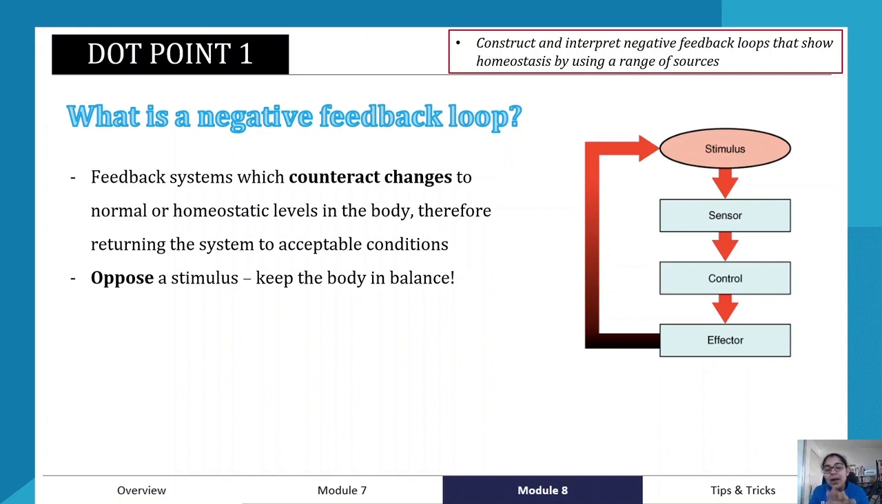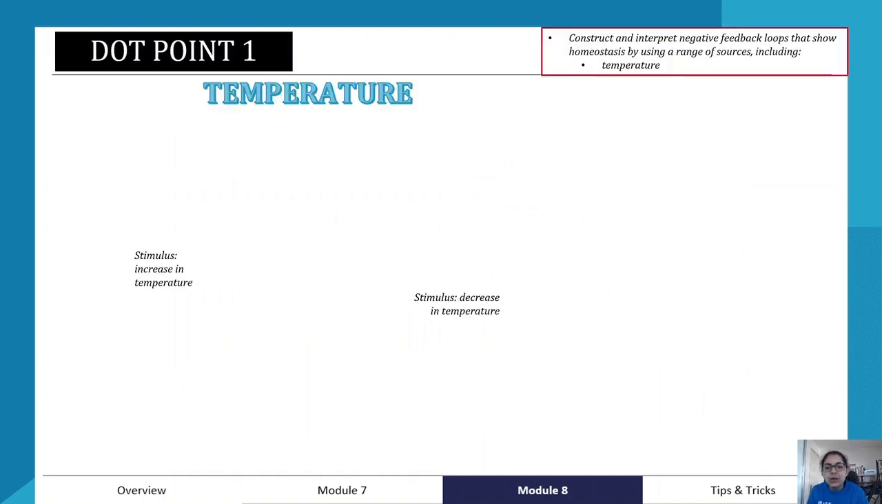So feedback systems are designed to counteract the changes and to return to the normal condition, and they oppose the stimulus. A negative feedback loop is opposing a stimulus, right? If the temperature has gone up, we want to bring it back down to the normal temperature. If it has gone down, we need to bring it back up to the normal temperature. So it's kind of opposing what has happened. So let's have a look at the temperature negative feedback loop.